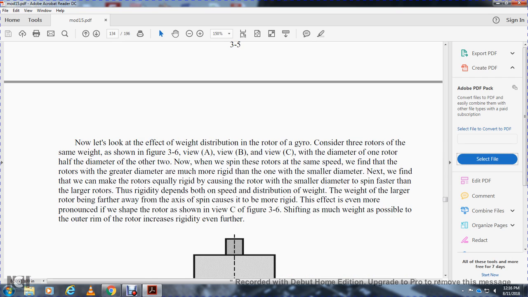Next, we find that we can make these rotors equally rigid by causing the rotor of smaller diameter to spin faster than the larger rotor. Rigidity depends on the speed and the distribution of weight. The weight of the larger rotor being farther away from the spin axis makes it more rigid.